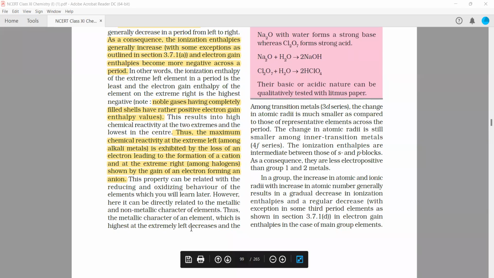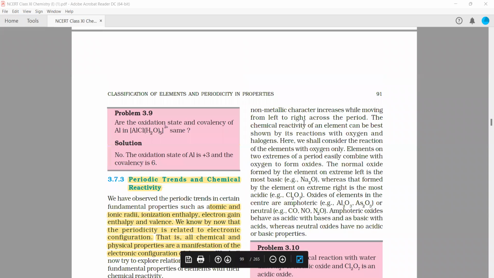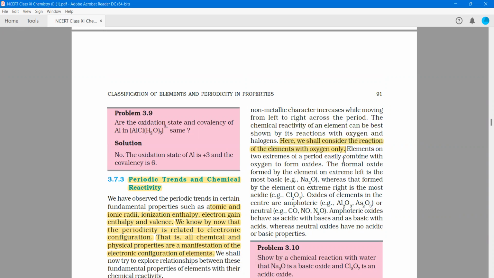Thus, the metallic character of an element, which is highest at the extreme left, decreases, and the non-metallic character increases when moving from left to right across the period. So, the chemical reactivities of an element can be best shown by its reactions with oxygen and halogens. Here, we shall consider the reaction of an element with oxygen only.